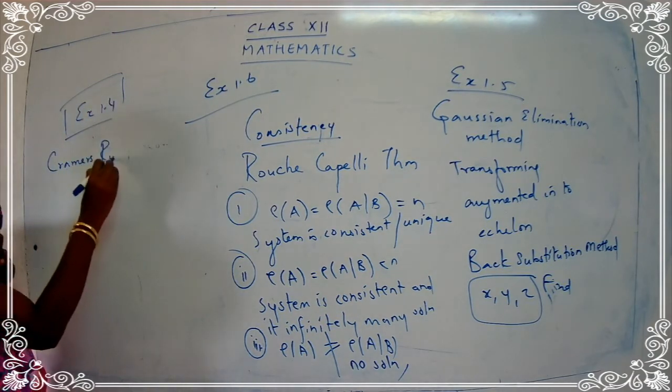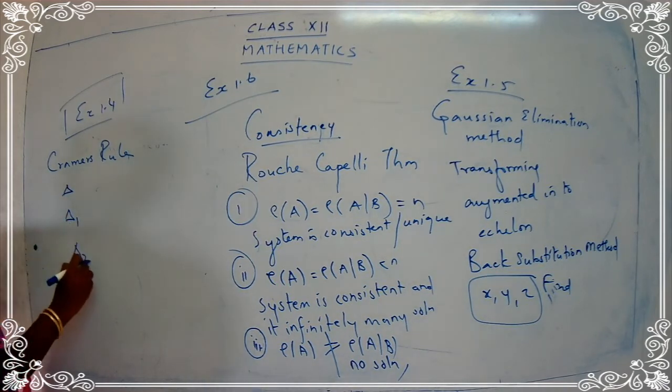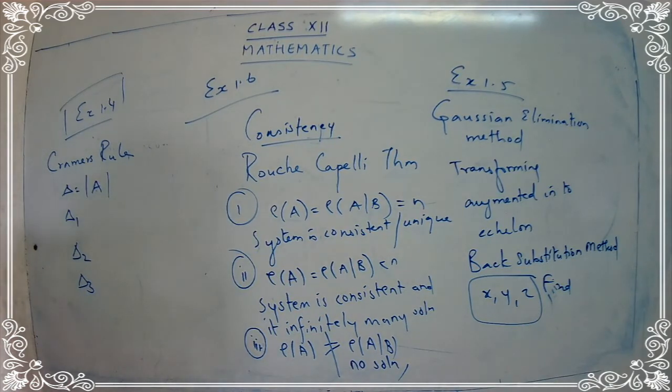Now for Cramer's rule, we have a formula. You have to use a formula for delta, then you have to find out delta 1, delta 2 and delta 3 and so on. How do you find delta? The delta is found by the determinant of A. Then delta 1 means the x value will be replaced, delta 2 means the y value will be replaced, and for delta 3 the z value will be replaced. Okay, children, these are the rules that you have to follow.